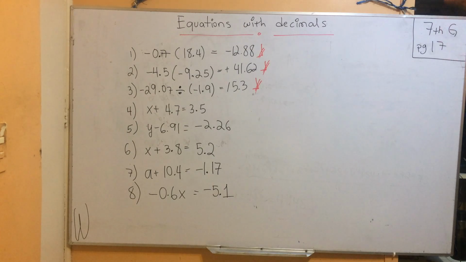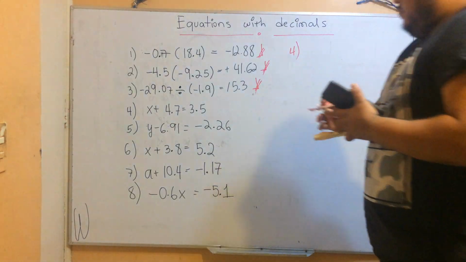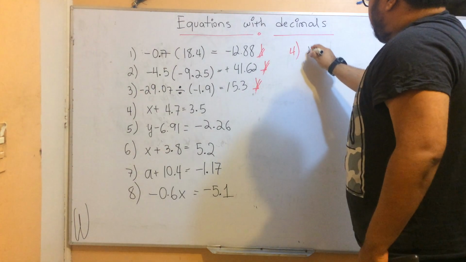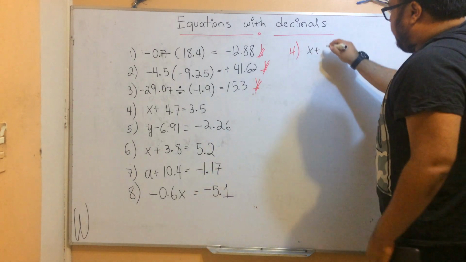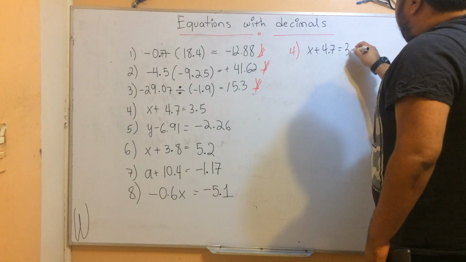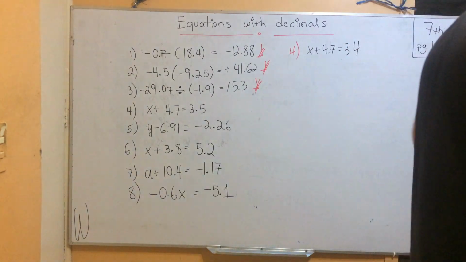Now from number 4 to number 8, we do need to solve for the equation. So let's take number 4 here. If we don't have enough space, I'm going to erase. The first one says x plus 4.7 equals 3.5. Sorry, 3.5.